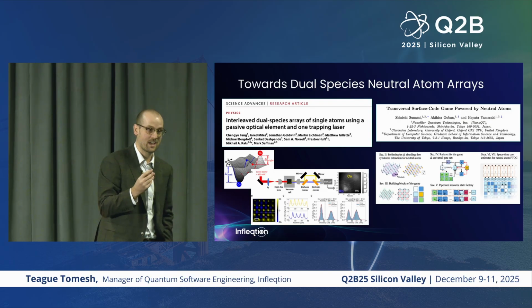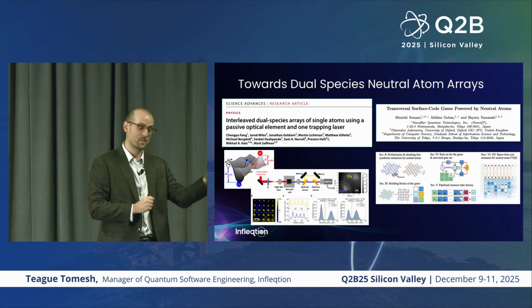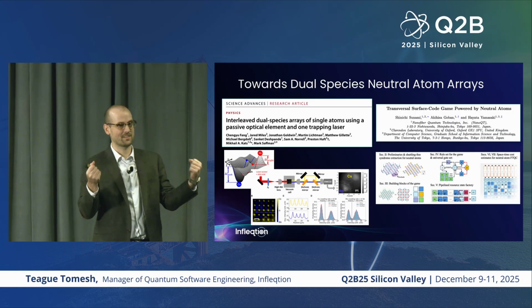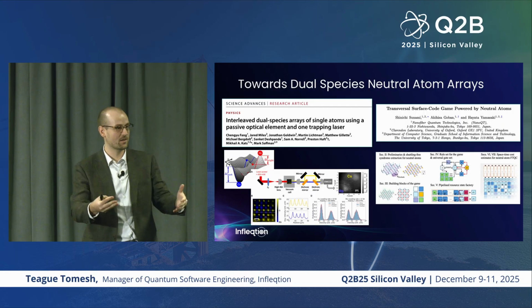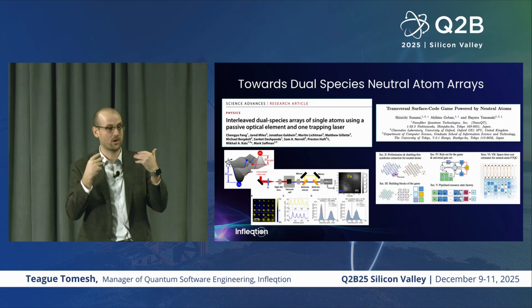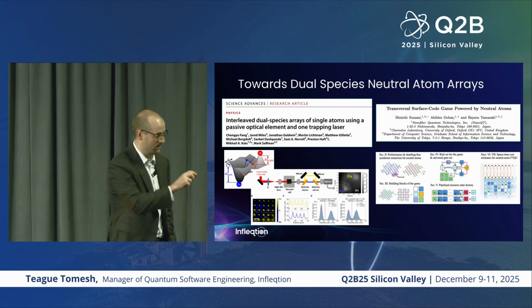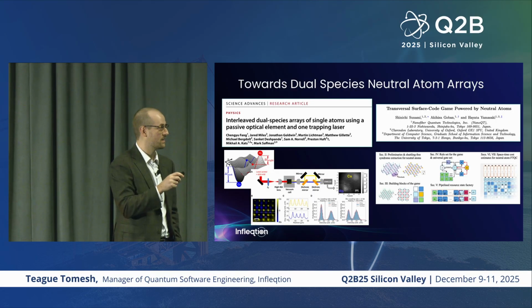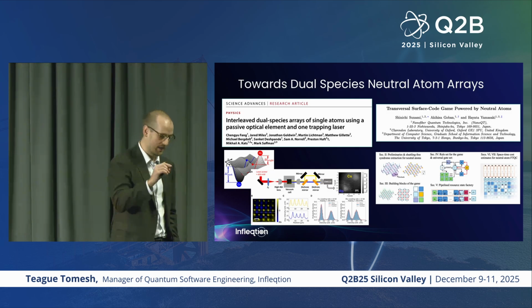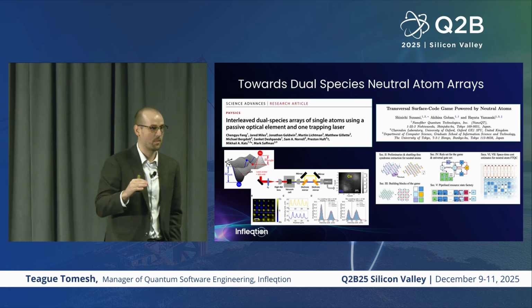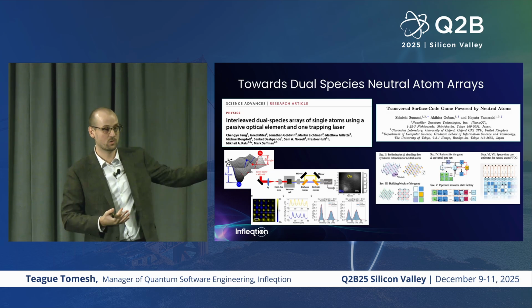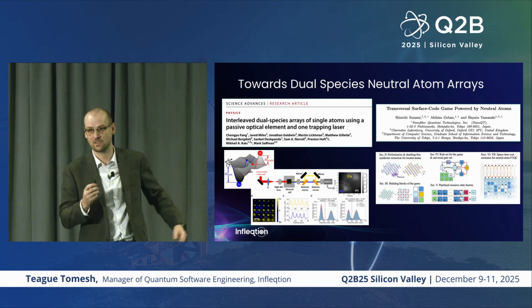What this means is that we can use one species as data, the other species as ancilla. We can use the ancilla to measure errors and read those out without disturbing the state of the data qubits. And so on the right-hand side, this is some recent, very interesting work that I think shows a very interesting and compelling path towards compiling to these dual species architectures and the advantages that will have.